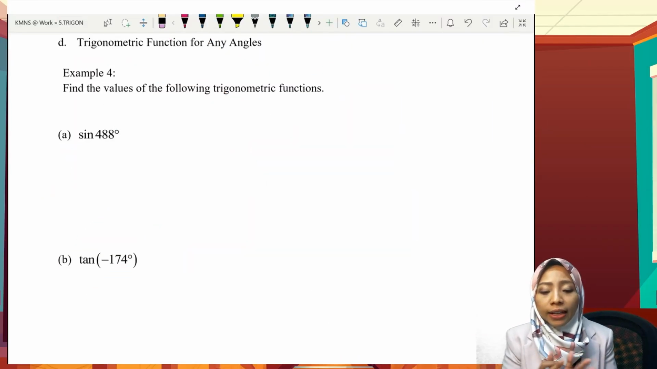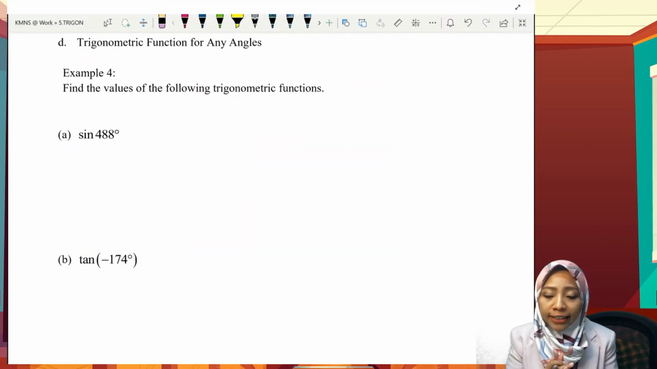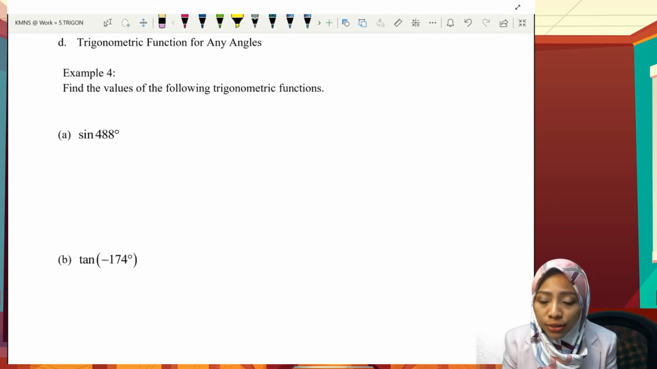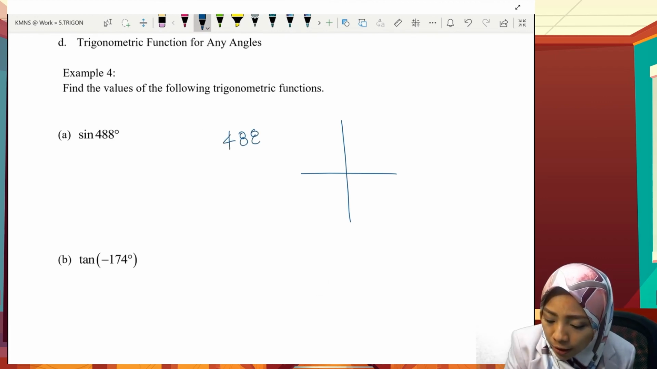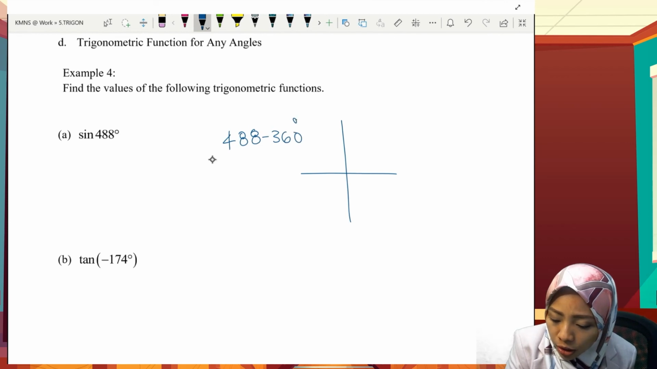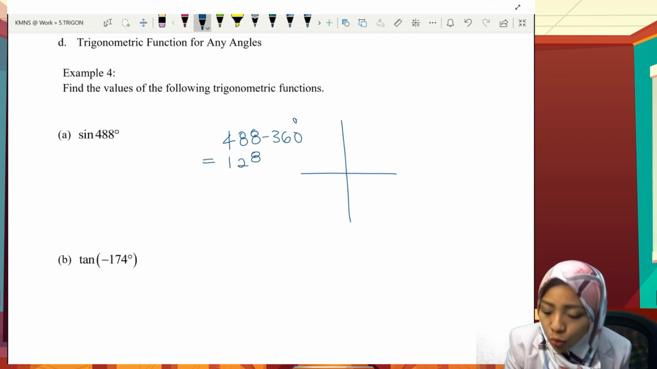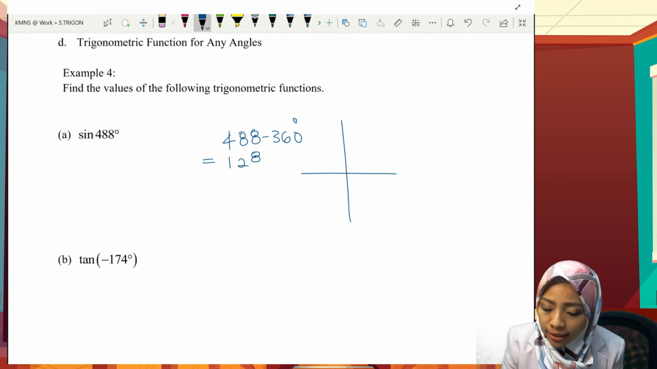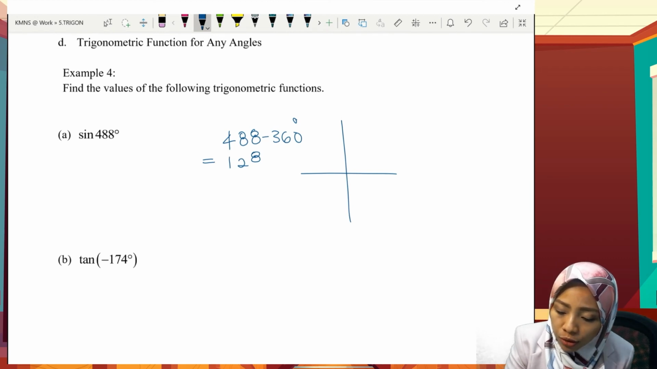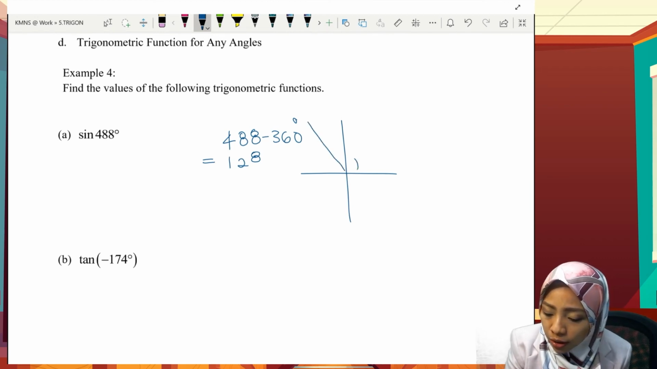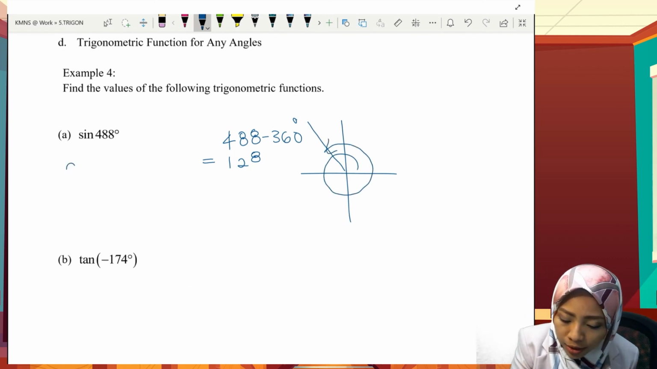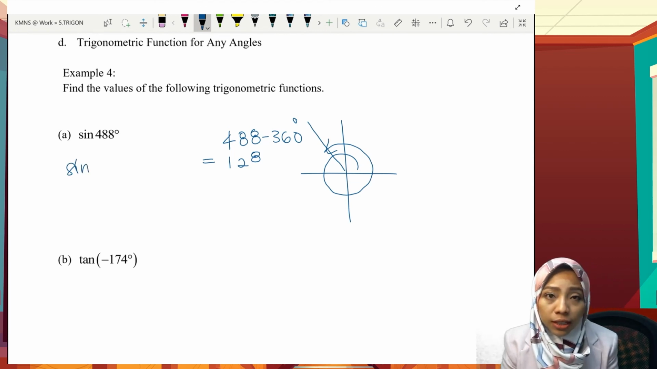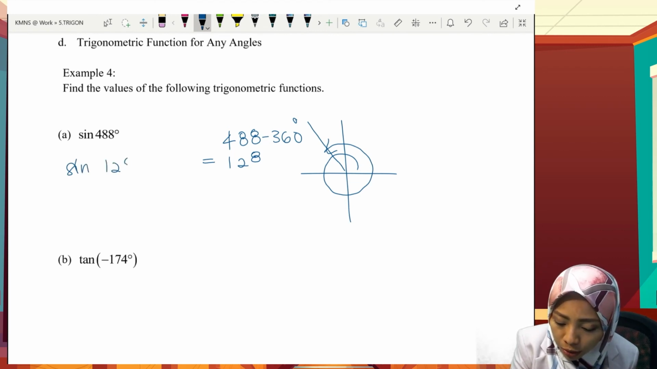Let's look at trigonometric functions for any angles. Given sin 488, it's greater than 360, so we can minus 360 degrees, which gives 128. 128 is located in the second quadrant, somewhere here, but it's rotated twice like that. So we can write sin 488 is also equivalent to sin 128.